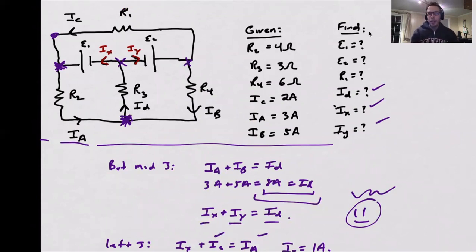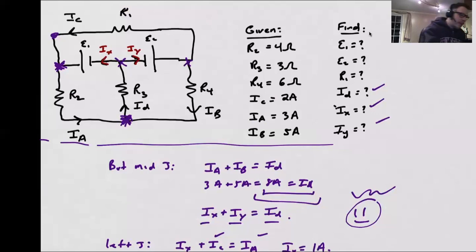Now we just got to pick the appropriate loops that isolate E1, isolate E2, and R1. I've already started at the get-go saying that the top loop is probably not a good idea because it contains the unknowns E1, E2, and R1. So how about to find E1, use the bottom left loop. To find E2, use the bottom right loop, and then use any one that you want to find R1.